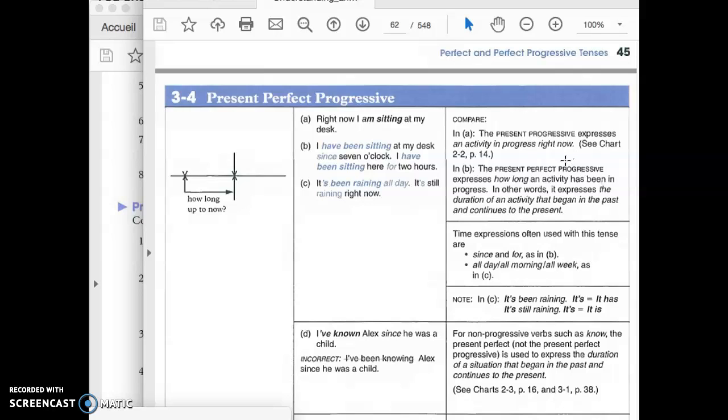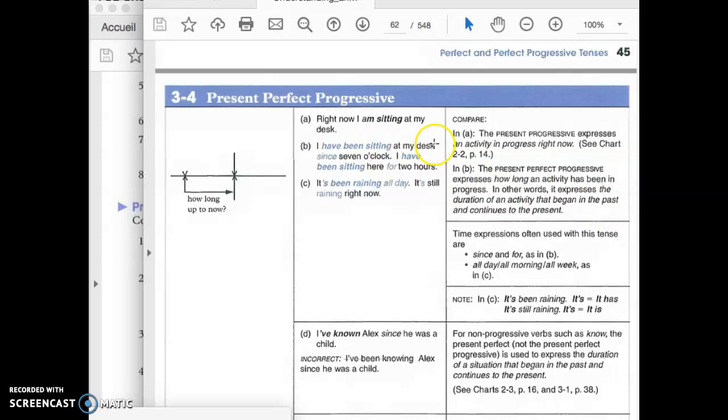The present perfect progressive. So the present progressive, it's right now. Okay, the present progressive, sorry. The present perfect progressive expresses how long an activity has been in progress. In other words, it expresses the duration of an activity that began in the past and continues to the present.